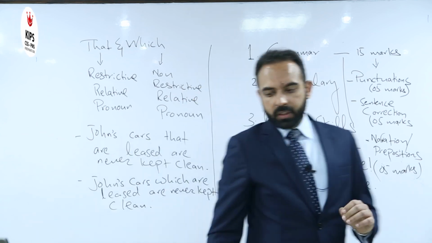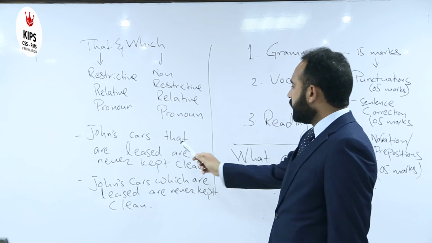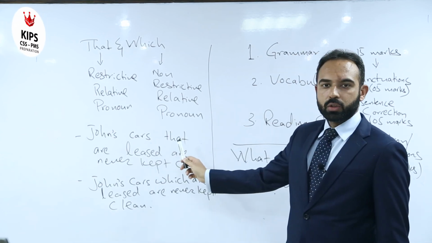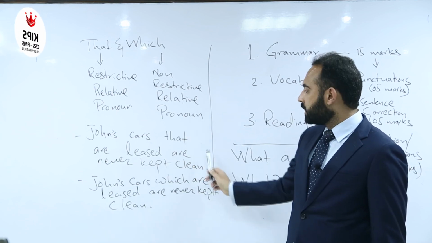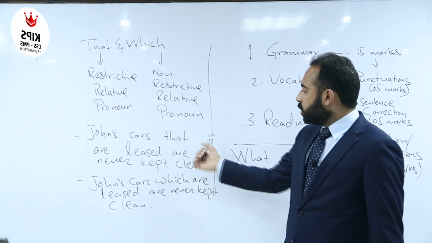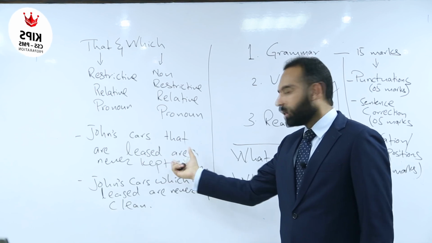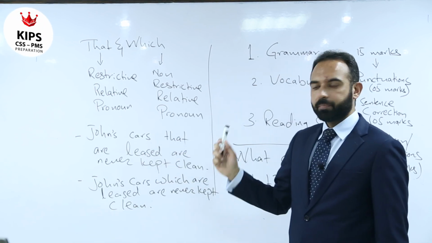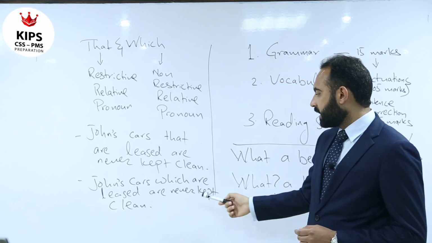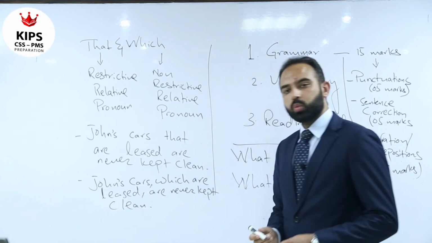The focus of attention is on a special subset. It means that there are few other cars which have not been leased by John, and those cars are kept clean, whereas those cars which are on lease, they are dirty. So it's an explicit demarcation that we are referring to a subset of categories. We do not need to use a comma here. But in the second sentence, John's cars, which are leased, are never kept clean. We need to insert a comma here and here as well.